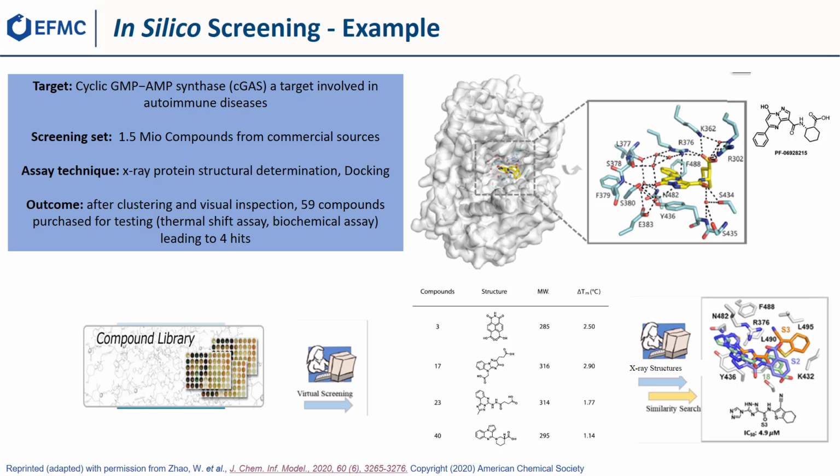they could select 59 compounds that they purchased for testing using a thermal shift assay and a biochemical assay, which led them to 4 hits, one of which is illustrated on the bottom right part of the slide. I think this is a nice example because by only testing 59 compounds experimentally, they could actually find hits. And this shows you a little bit how powerful this docking approach can be when it's successful.